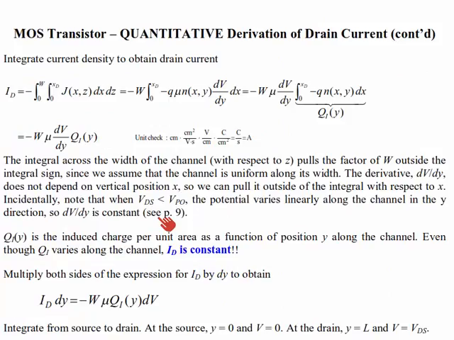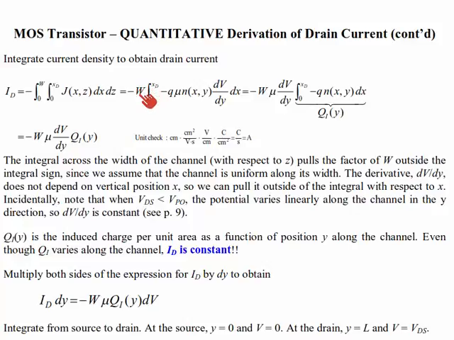To obtain current from the current density, we integrate across the cross-sectional area. So with respect to the channel width, dz, and with respect to the channel depth, dx, we integrate j. J is q mu n dv dy. If you do the integral with respect to the channel width, as long as we assume uniform current flow across the device width, then the integral of dz equals the channel width W.